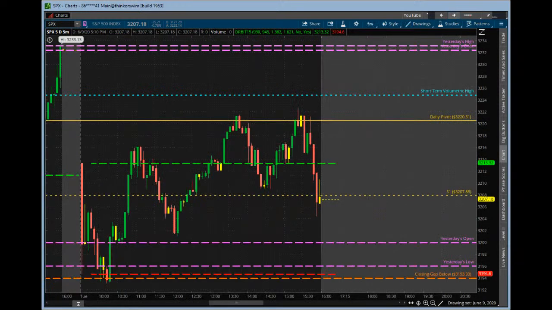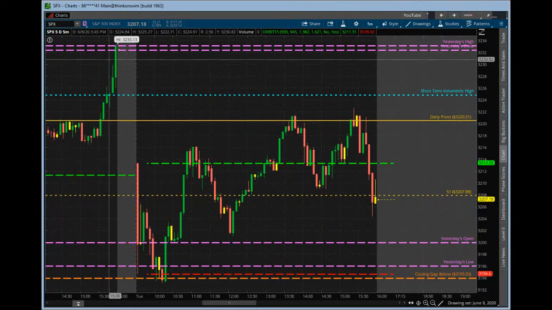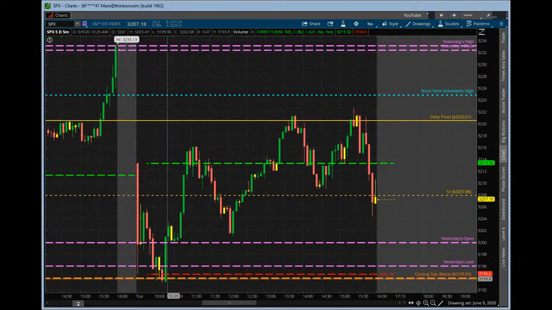So here are the levels that we provide to our members before each market opens. You can see here that it was a gap down. We tested a lot of these other levels. We filled a closing gap, an older closing gap, right here. So that was good.